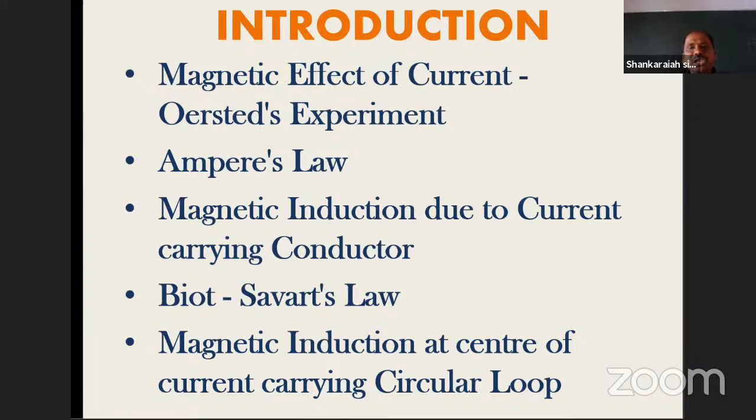dB is equal to, integrating, mu naught by 4 pi I dl sin theta divided by r square. But theta is equal to 90 degrees. Why 90 degrees? Theta is the angle between dl and r. Here dl and r are perpendicular to each other. So what is the value of sin 90?